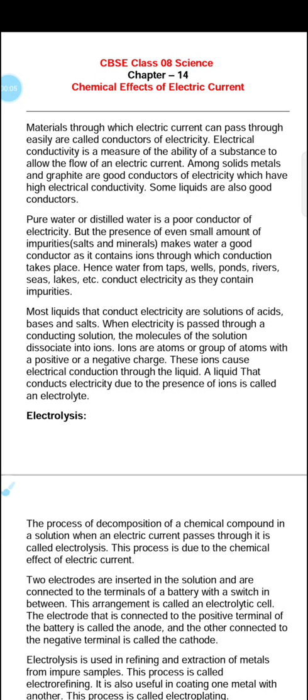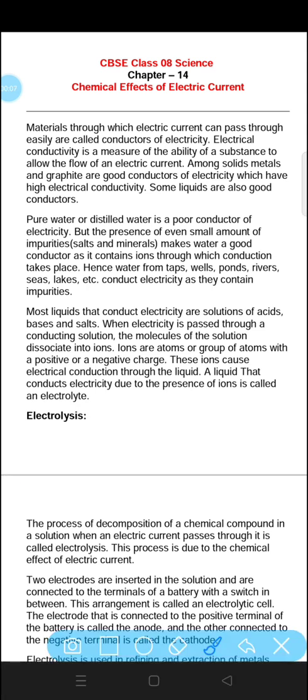Today we are going to study a new chapter of 8th standard, that is chemical effects of electric current. So first of all, let us know about electric current. Electric current is just movement of charges from one place to another place. Electric current could have different effects like magnetic effect, heating effect or chemical effect. So in this chapter we are going to study about chemical effects of electric current.